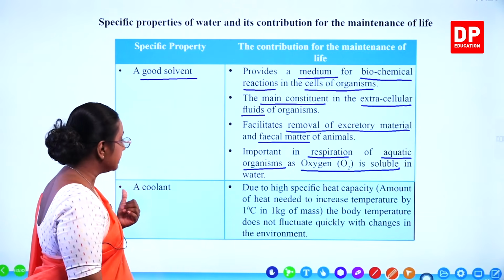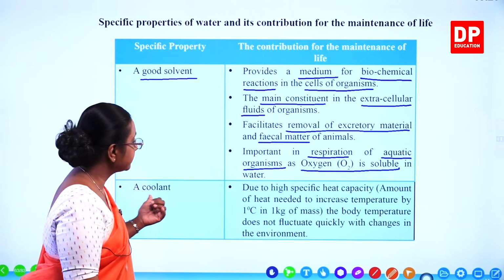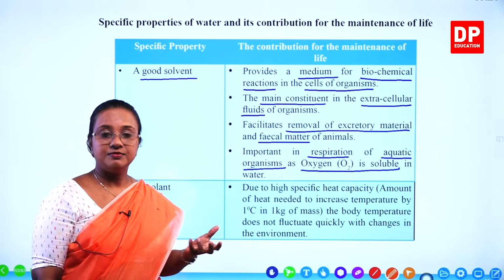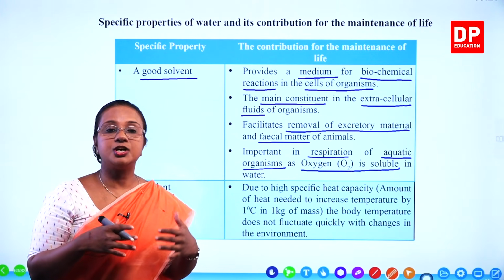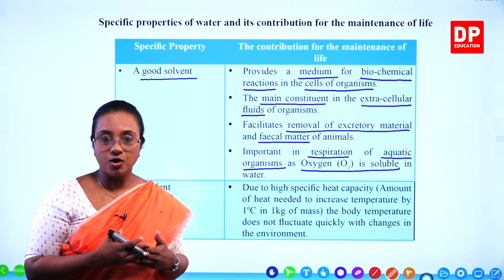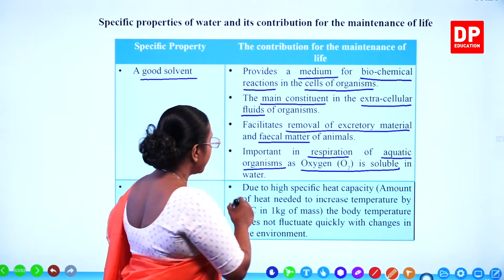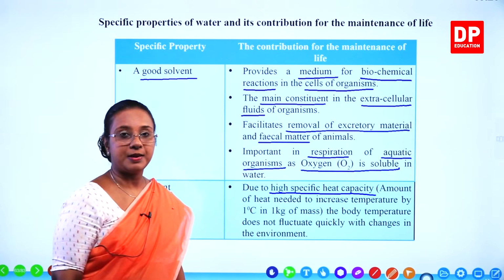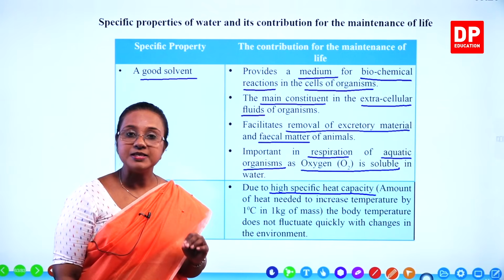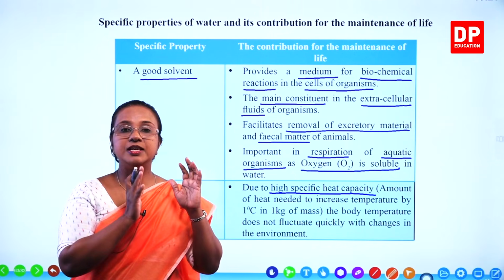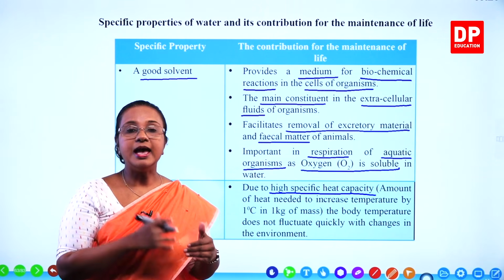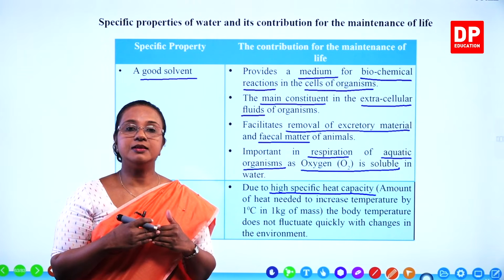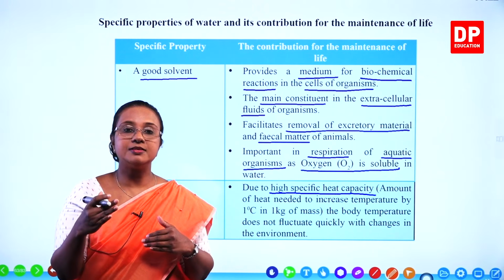We will go on to the second property. It is a coolant. Coolant means a cooling agent which helps to reduce the temperature of the bodies of living organisms. We will see how. Now this water has high specific heat capacity. When we say specific heat capacity, if we take 1 kilogram of water and we want to increase its temperature, let's say from 30 degrees Celsius to 31 degrees Celsius.